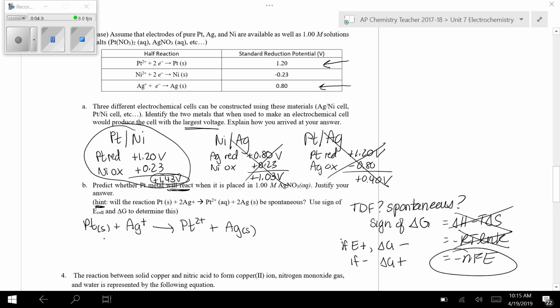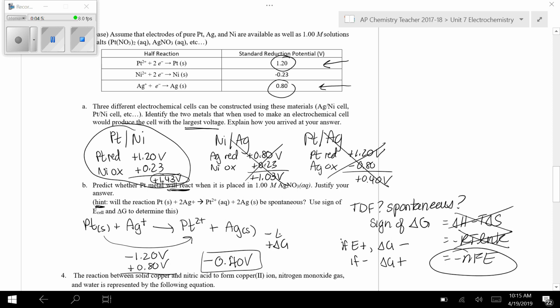So this reaction shows platinum being oxidized. So I'm going to take this reduction potential here and reverse it. So platinum being oxidized is negative 1.2 volts. This shows silver being reduced. That's positive 0.8 volts. If you add those up, you get negative 0.4 volts as your answer. So it looks like E is negative, so G would be positive.